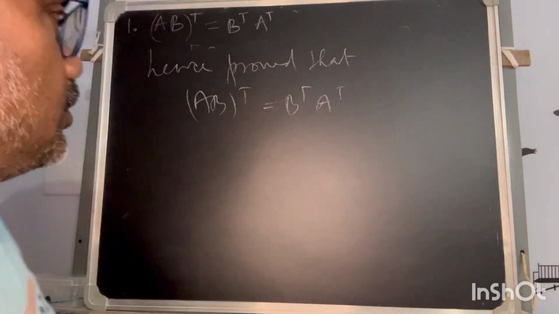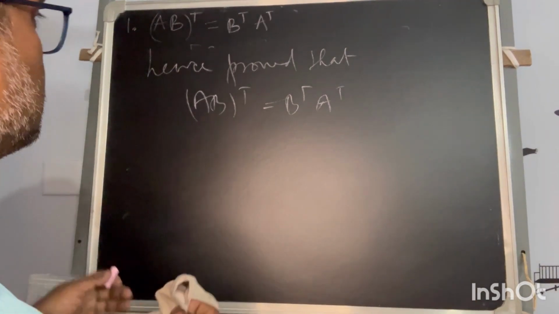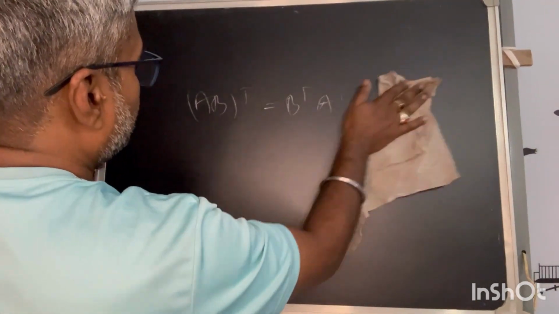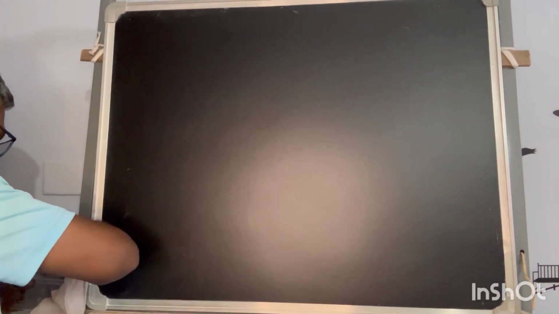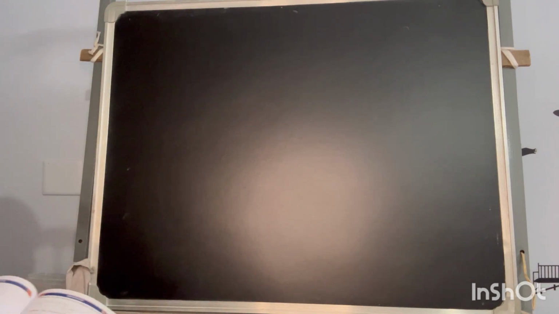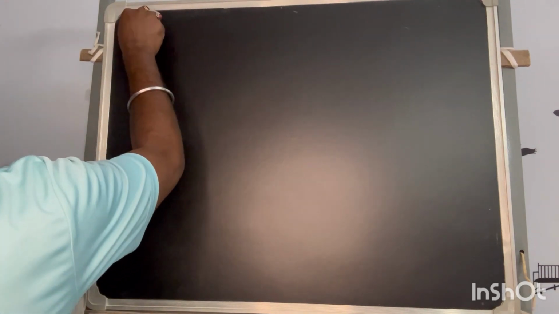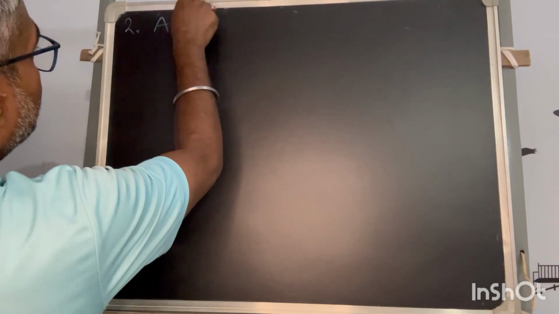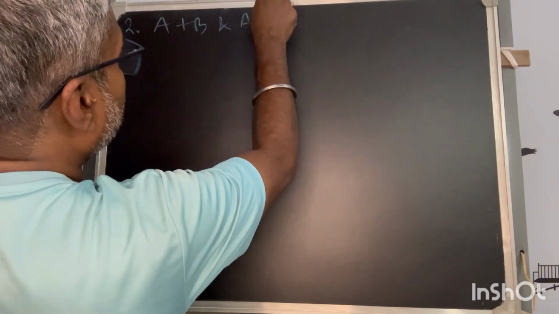But remember, this property is valid only for square matrices. Now we move to the next problem. I am doing this problem from the NCERT book only, so that it will be easier for you to understand. Now we will find the sum and difference of two matrices. You have to find A plus B and A minus B.